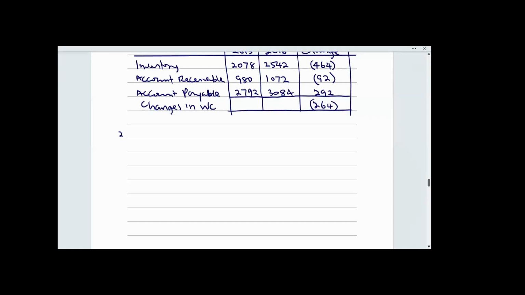So working number 2, additional non-current asset or capital expenditure. Okay, so we want to know if additional non-current assets have been purchased. There are 2 ways we can do this. We can either use a formula or we use a T format. If I want to use a T format, right, non-current assets, asset is a debit balance.